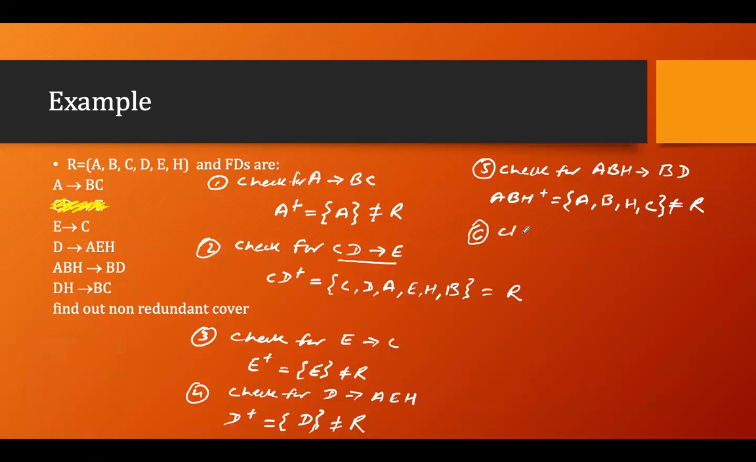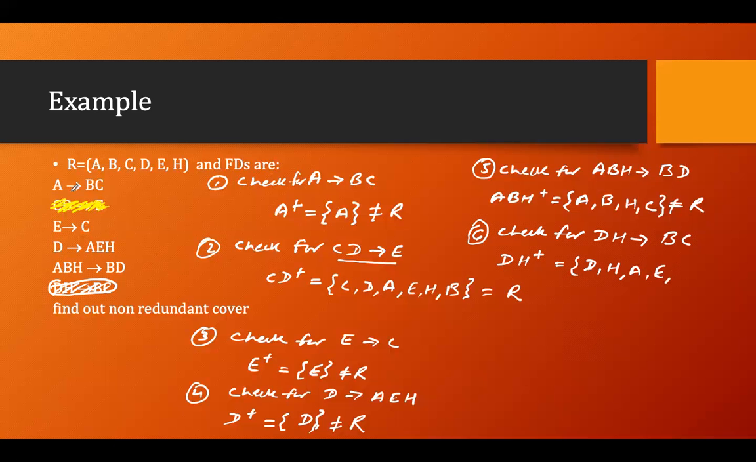It says check for DH determines BC. Let's do it. So we have to find out DH closure, without using this again. So we are just removing it for the time being. We have to find out DH closure. So D and H will come. Now is D determining anything? Yes, D is determining A, E, H. A, E will come, H is already there.